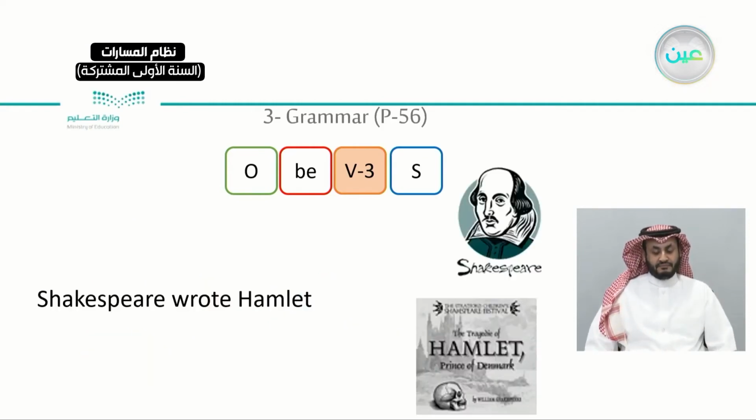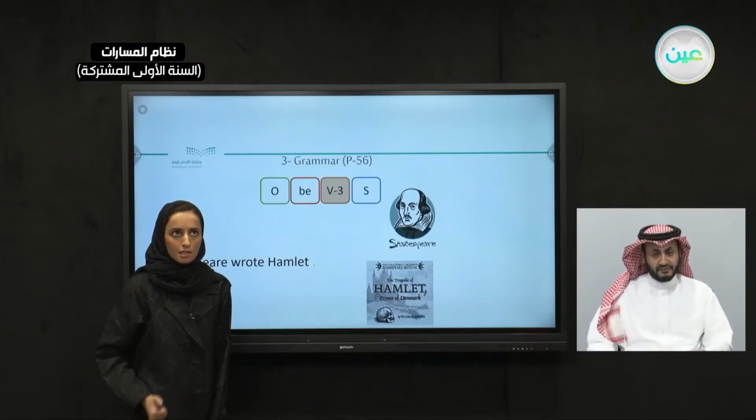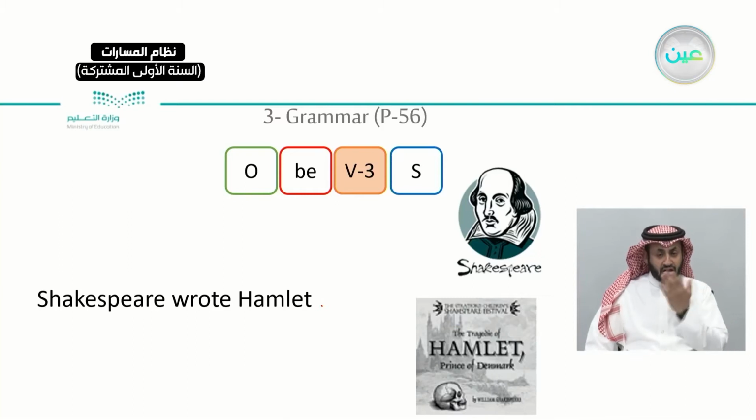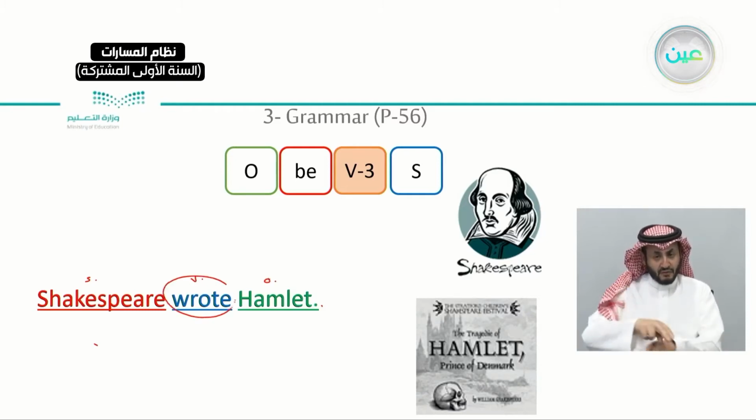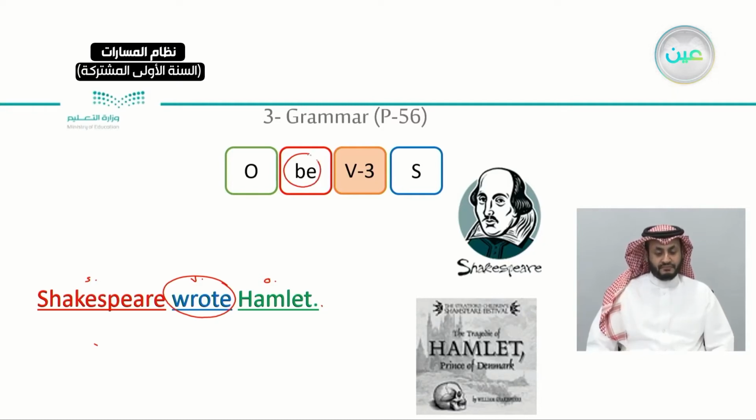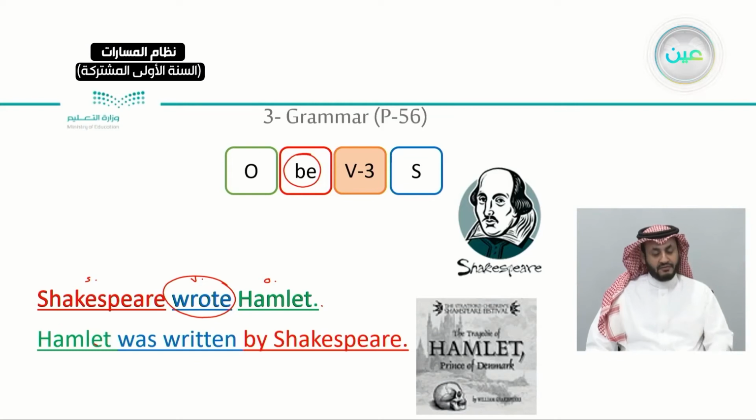One more in here. Shakespeare wrote Hamlet. A sentence as well. Let's say subject, verb, and object. Shakespeare is the subject, wrote is the verb, and the object is Hamlet. Wrote. Which tense is it? Present, past, or future? It is in the past. Wrote. So it will affect the verb to be in here. We will say that Hamlet was written by Shakespeare. Notice the was here because we have wrote.